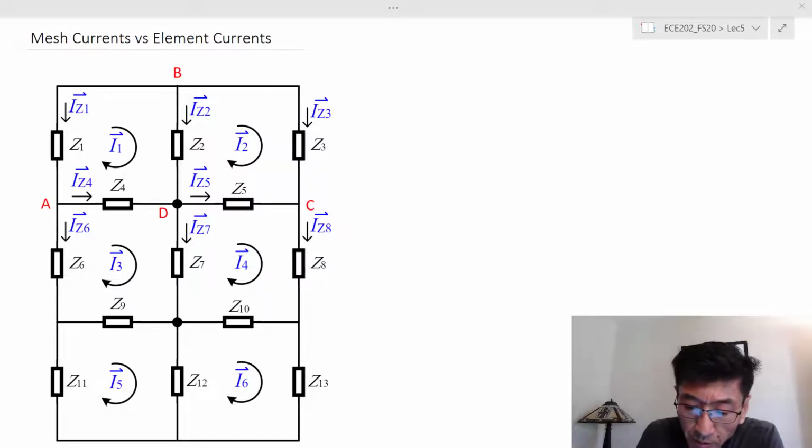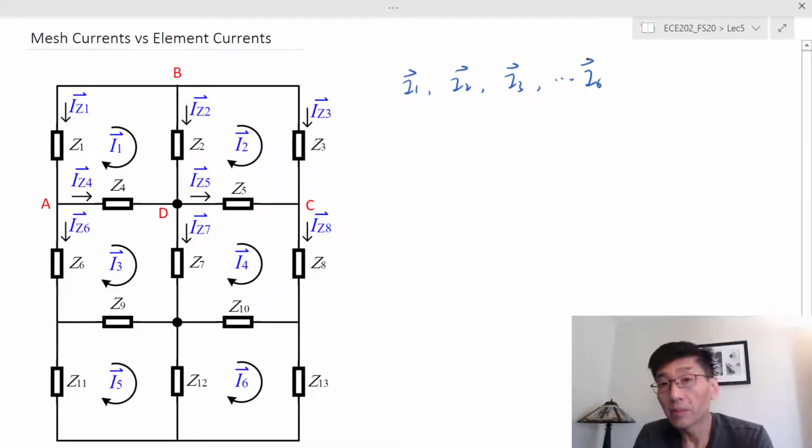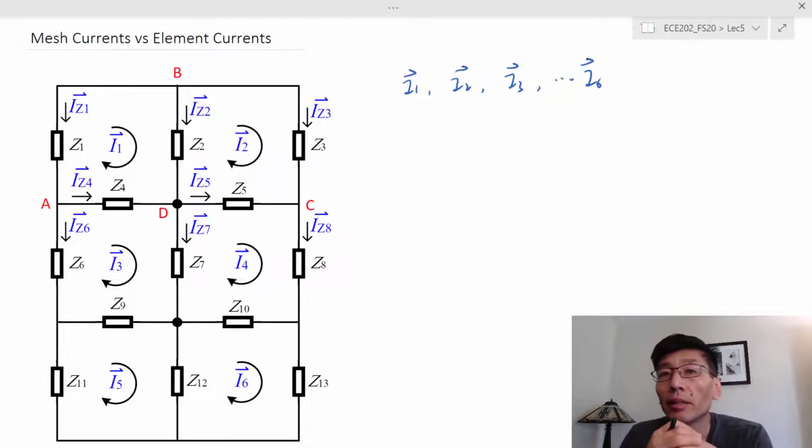Let's see the mesh currents here. I have a very busy chart, so there are several meshes or loops. So we have this I sub 1, I sub 2, and I sub 3, and so on and so forth, up to I sub 6. These are the mesh currents in each mesh. We assume there are currents flowing around each mesh, through these elements.